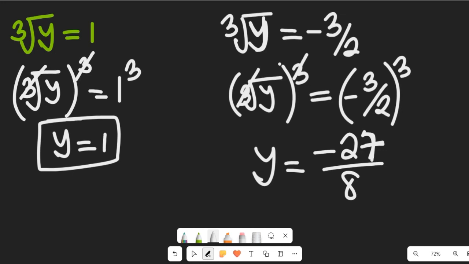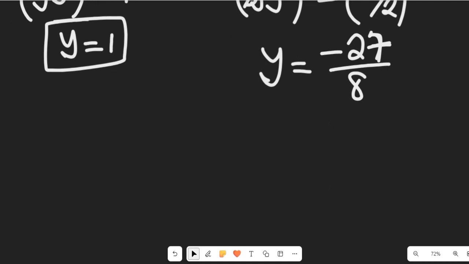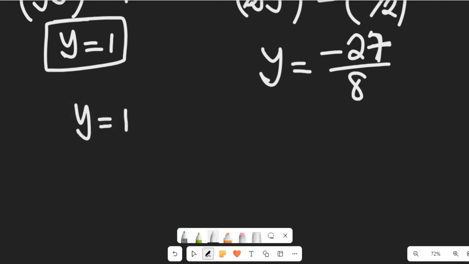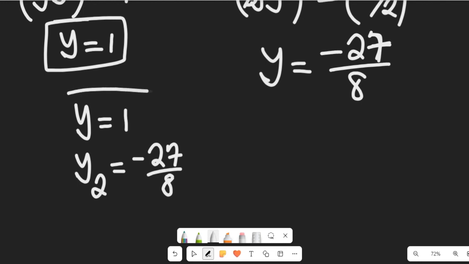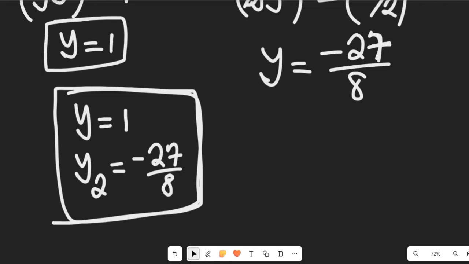We're not going to simplify that further because we don't have a common multiplicand. So we're going to have the value of our y1 equal to 1, and our y2 will be equal to negative 27 divided by 8. These are the two solutions that satisfy the expression that is given to us up there.